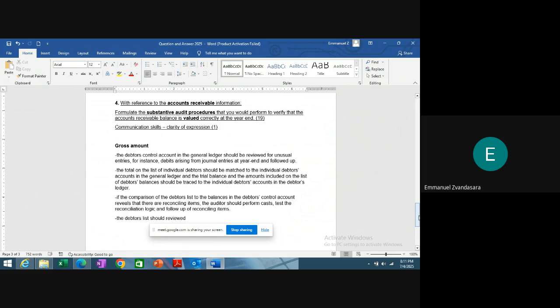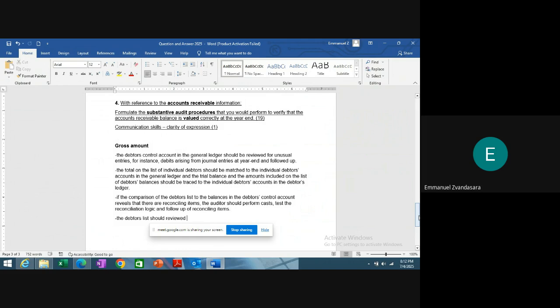So all the substantive procedures that we are going to perform, we are performing to verify if the account receivable balance is valued correctly, meaning that all the procedures we are taking down relate to the valuation assertion of the account receivable balance. They did not ask us to perform substantive procedures in relation to the rights or the existence of the account receivable balance. They asked us to perform substantive procedures in relation to the valuation of the account receivable balance. That is the issue, right?